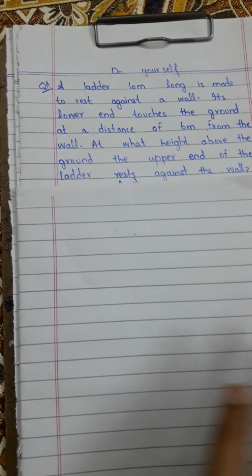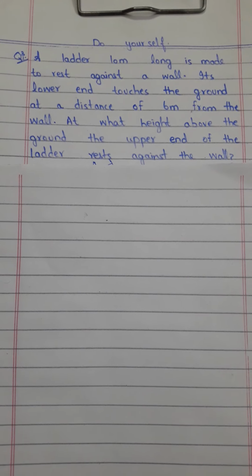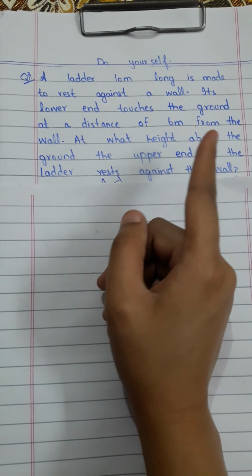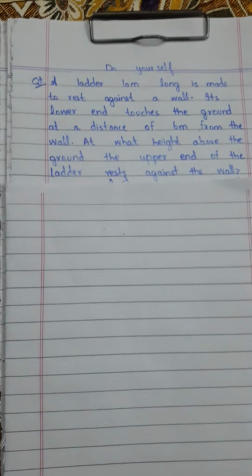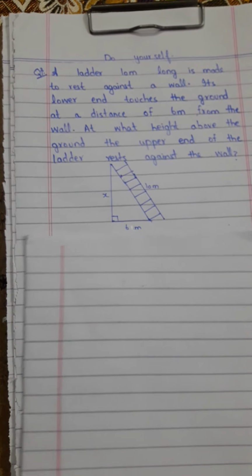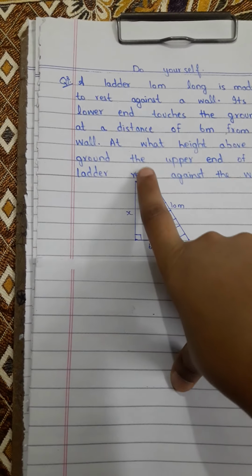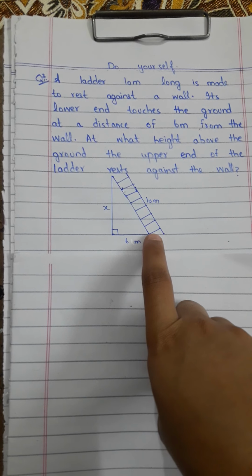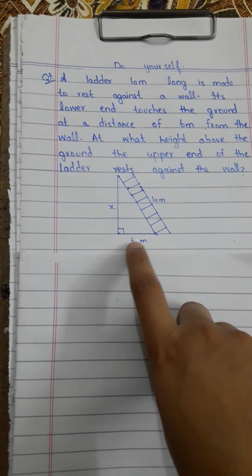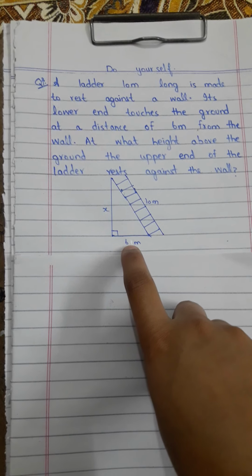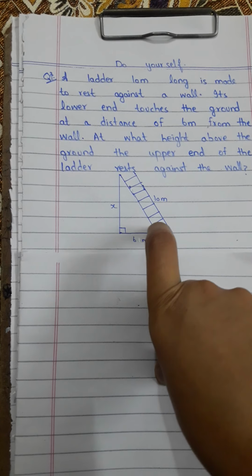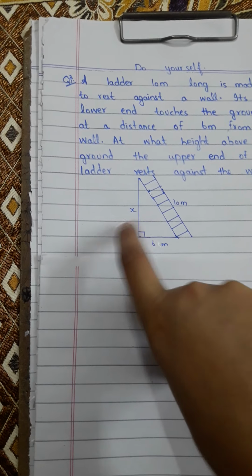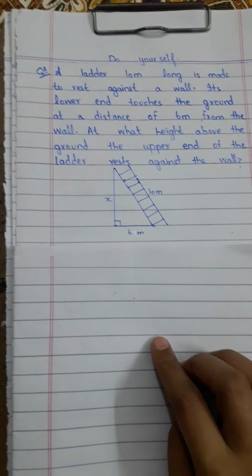Clear? Yes, students, now look at this question, and the question is: a ladder 10 meter long is made to rest against a wall. Its lower end touches the ground at a distance of 6 meter. You are looking at the figure of this question. A ladder which is in this form, ऐसे ही लगी होती है सीढ़ी. उसके बाद वो क्या कह रहे हैं कि इसका लोअर एंड ग्राउंड को टच कर रहा है, वो कितना है 6 मीटर, और वॉल पर उसकी हाइट क्या है ये आपने बतानी है. ये 10 मीटर है, ये 6 मीटर है. Now you have to find the altitude here by using the Pythagoras theorem.